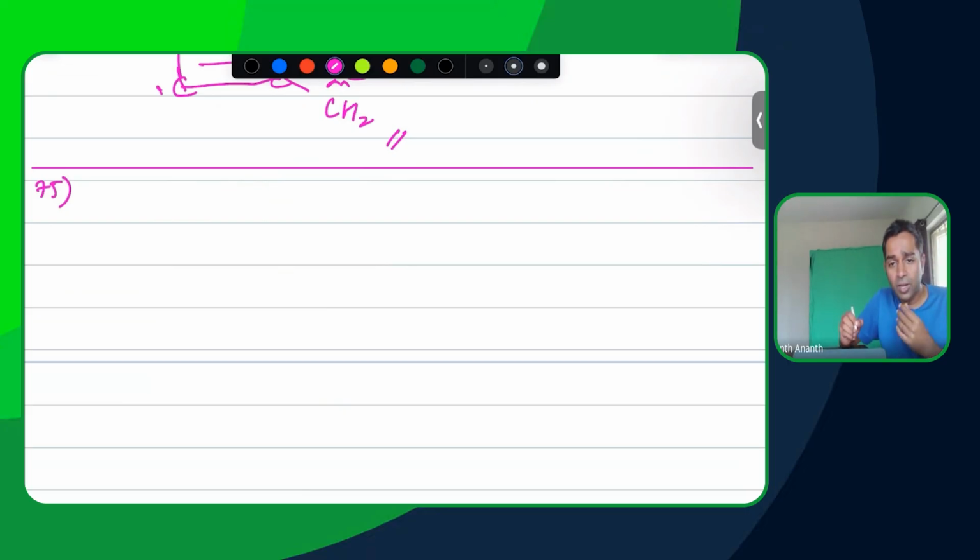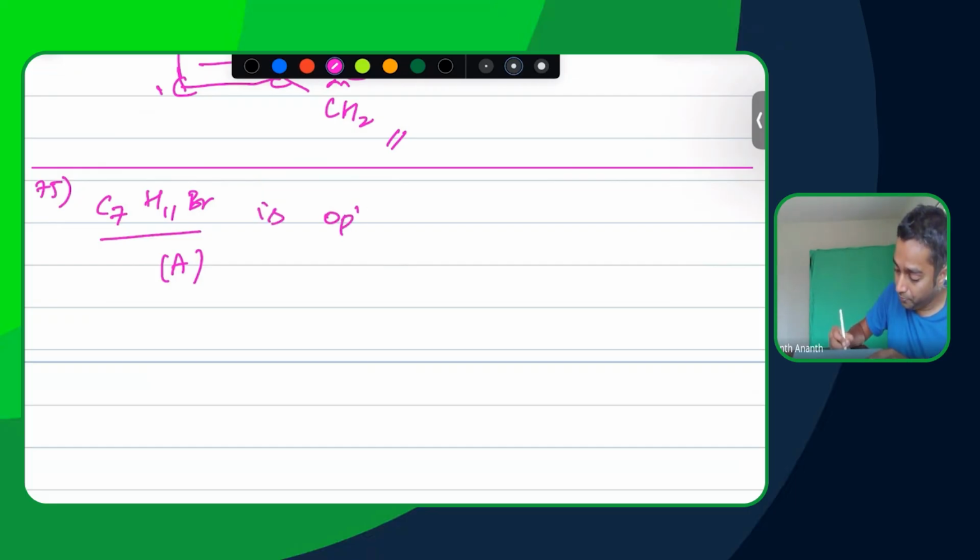Compound A has molecular formula C7H11Br. So first, this is my compound A. They are telling me that it is optically active. Okay.